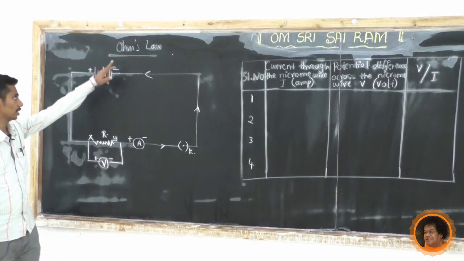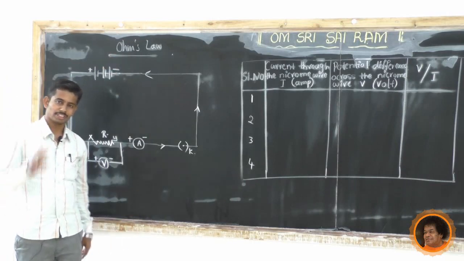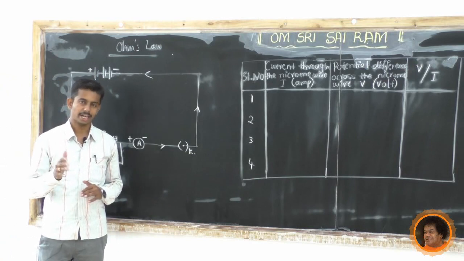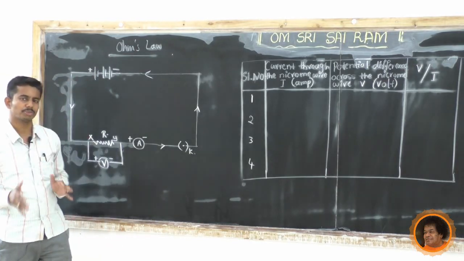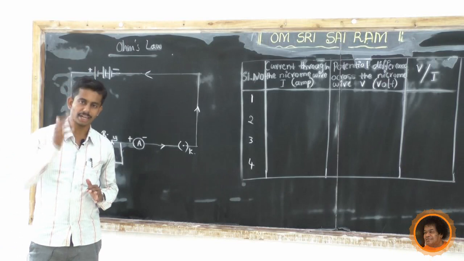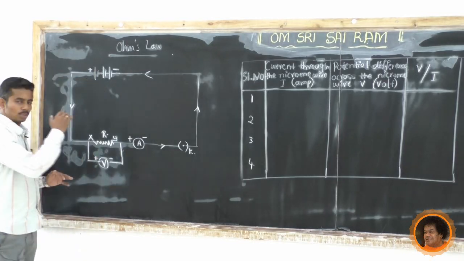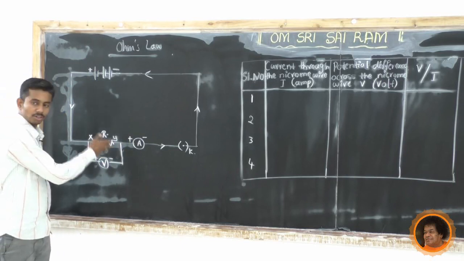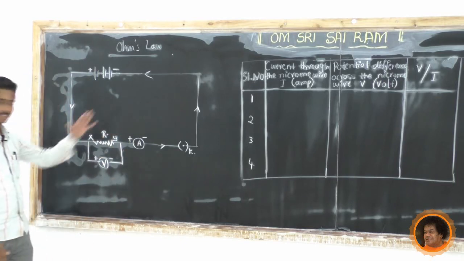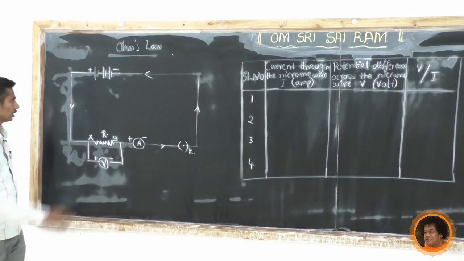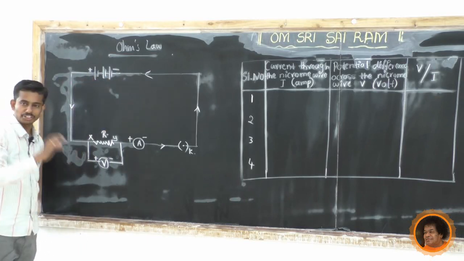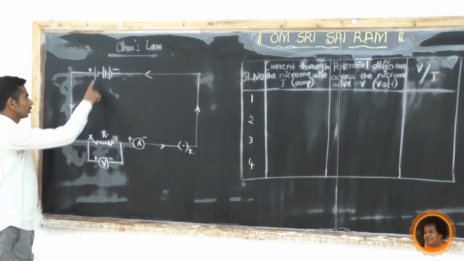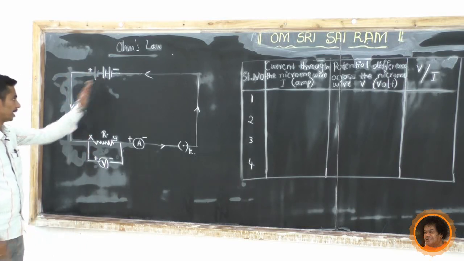Next topic is Ohm's law, which deals with the relationship between potential difference and electric current. What is the relation between potential difference and electric current? To study Ohm's law, an electric circuit is given. This is the circuit for studying Ohm's law. This electric circuit contains a battery. We know that it is a combination of cells. So it is a battery.